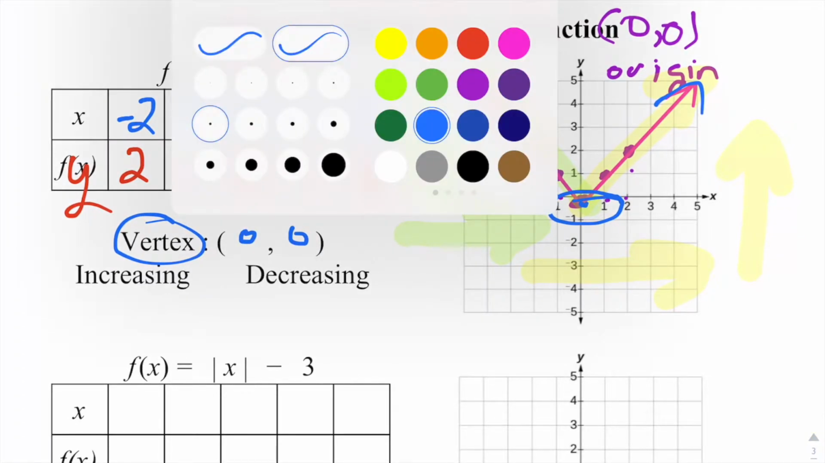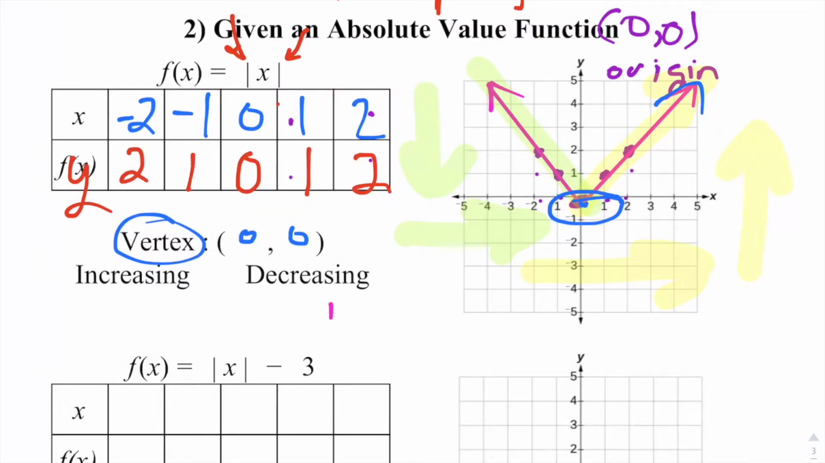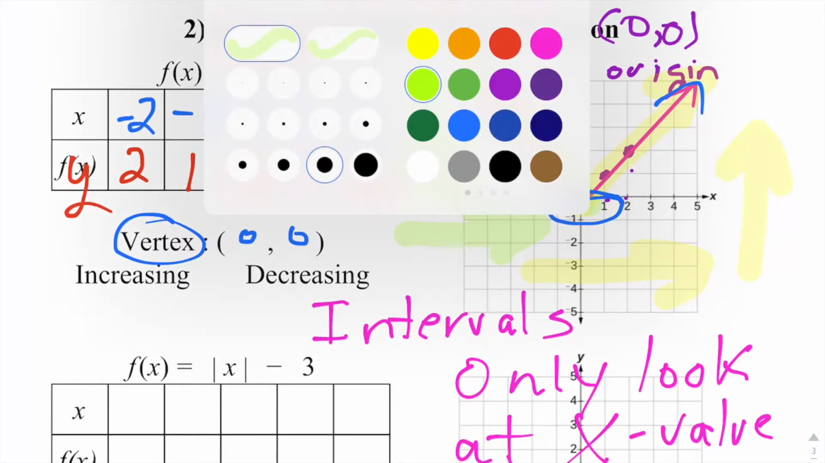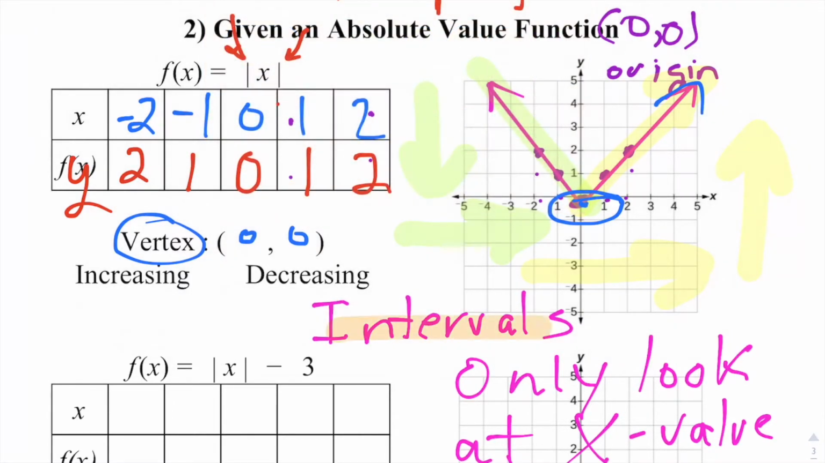I'm going to write this down and shrink it for you guys. And I suggest you write it. When you're talking about intervals, only look at x values. With intervals, y values don't matter. So I want to highlight this. I want you guys to be aware of this. This is super important. You should write this down and put it in your book.